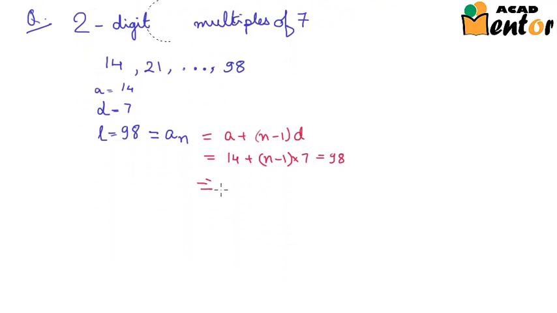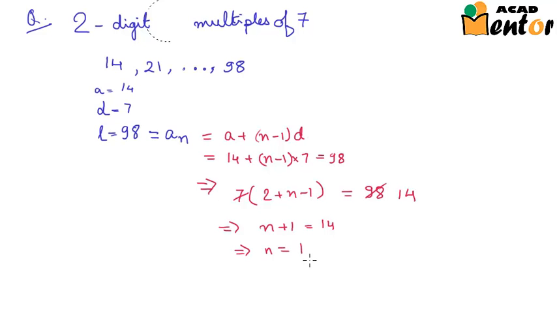Now this can further be reduced to 7 times (2 plus n minus 1) equal to 98. 98 would be 14 times 7. So we have n plus 1 equal to 14, or n equal to 13. So that's our answer. There are 13 two-digit multiples of 7.